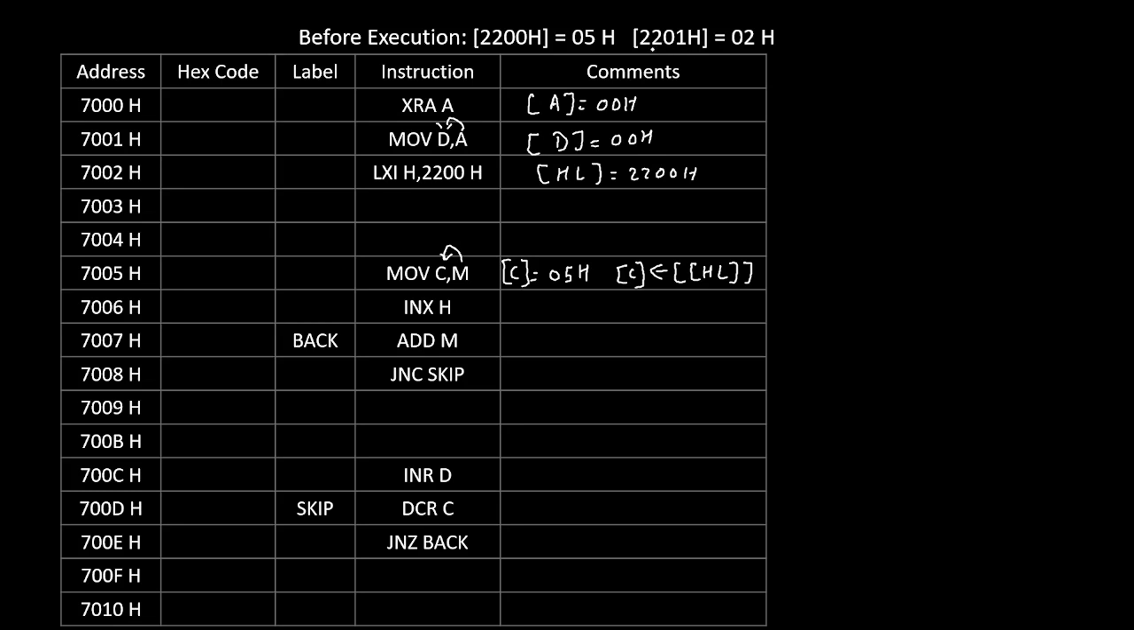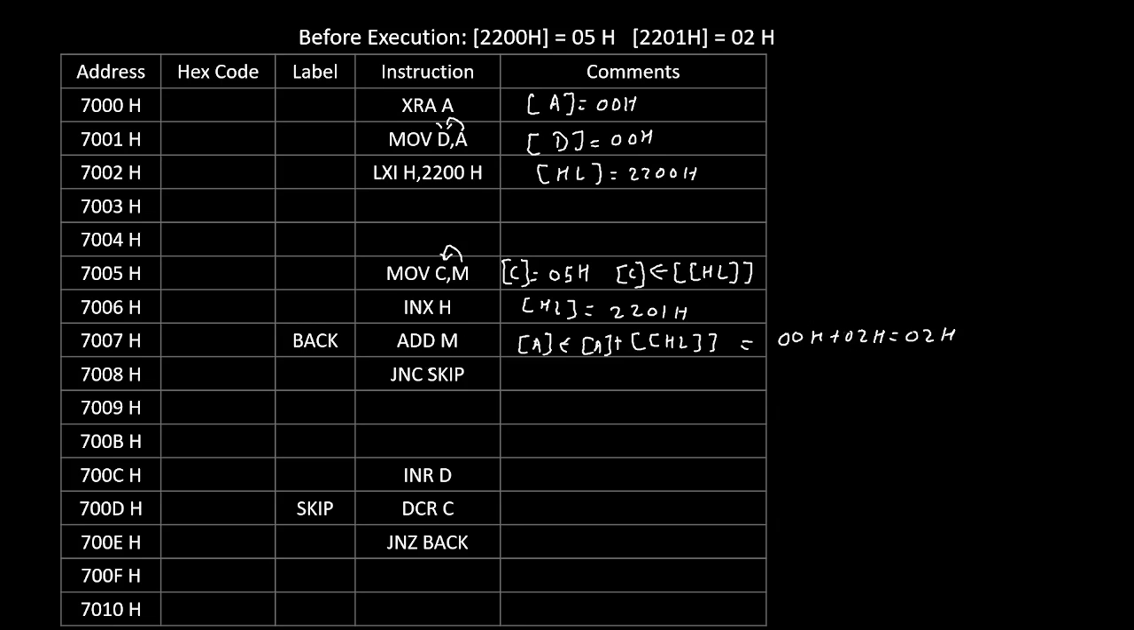Now our next number is on 2201H, but initially we have pointed to 2200. That's why from 2200 we want to go to 2201, so we will increment the register pair by 1. INX stands for increment register pair HL. So the new value of the HL pair will be the incremented value, 2201H. Now because of ADD M, the content of memory at HL will get added to the accumulator, and the answer gets stored inside the accumulator. Previously the accumulator was 00, and the content at 2201H is 02H. So 00H plus 02H, and we get our answer 02H. So we performed the first addition.